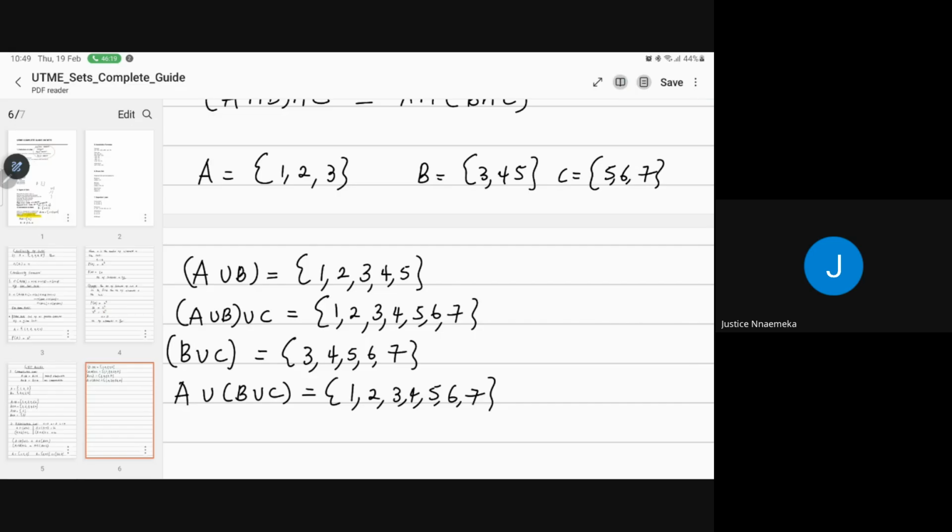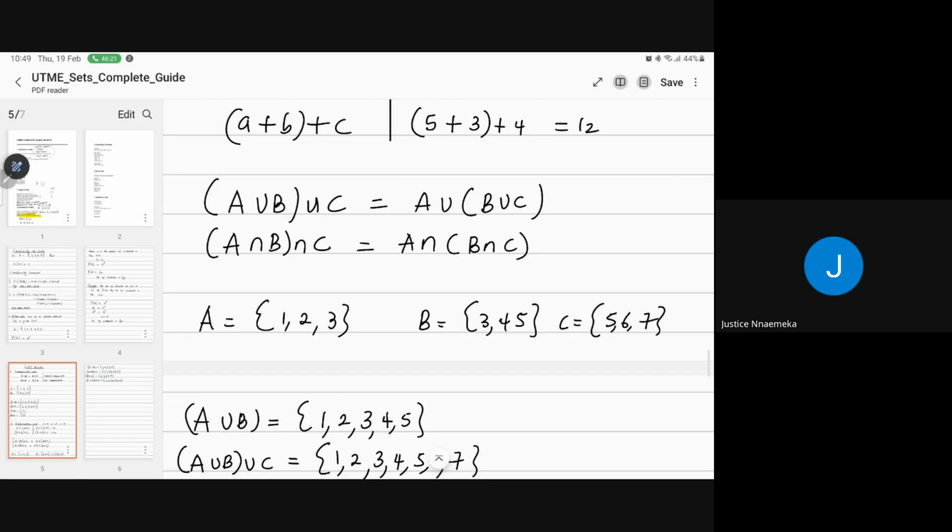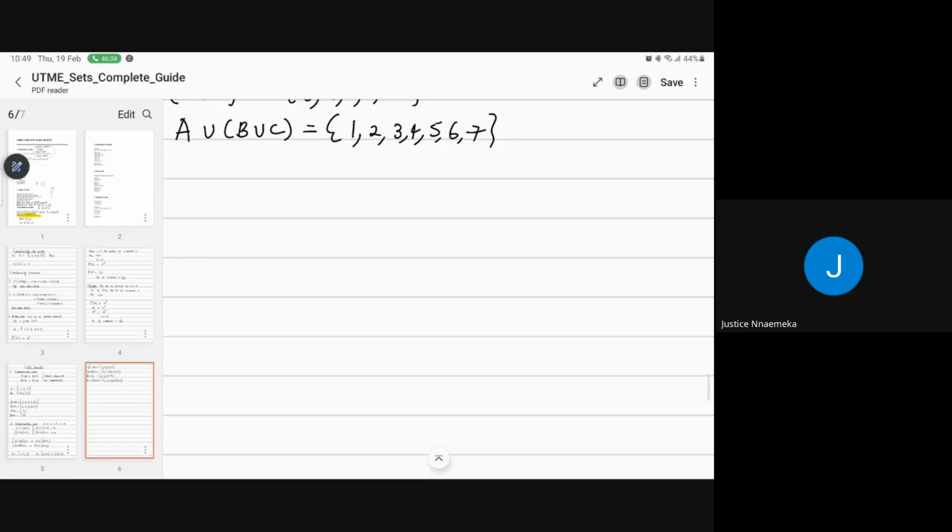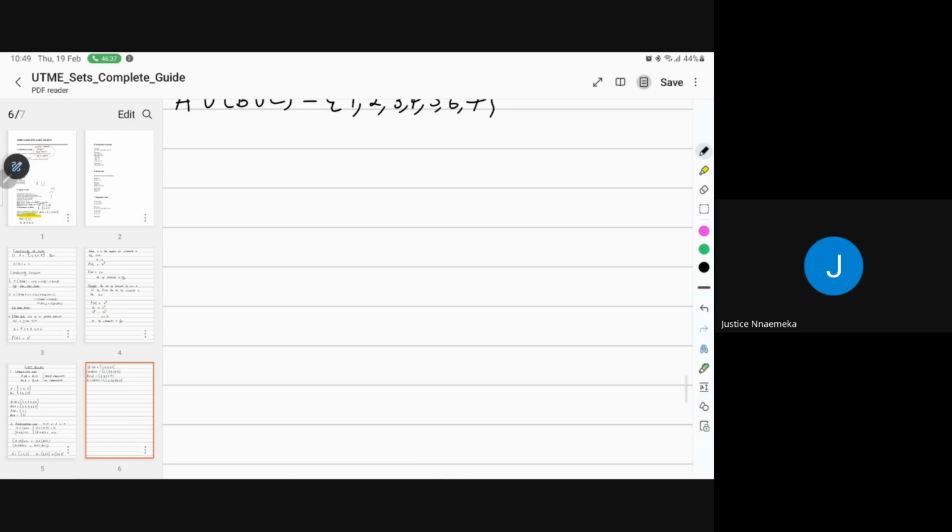So you can see that that very rule of A union B union C being the same thing as A union B union C. Are you seeing it now? If you try that with intersection, you should as well get the same value. So that's the associative law for your sets. Then the third one we should look at is your distributive law.